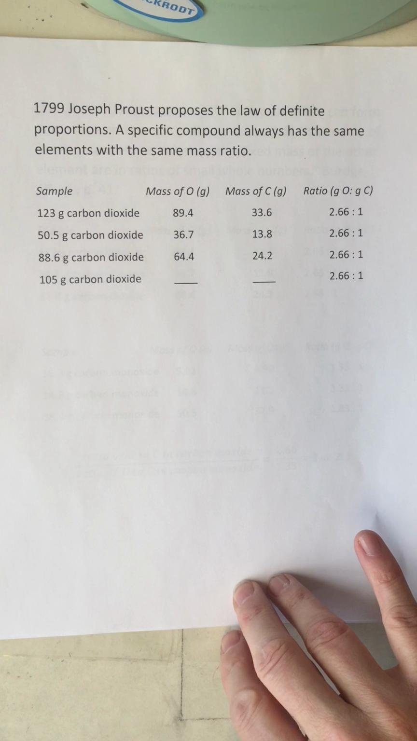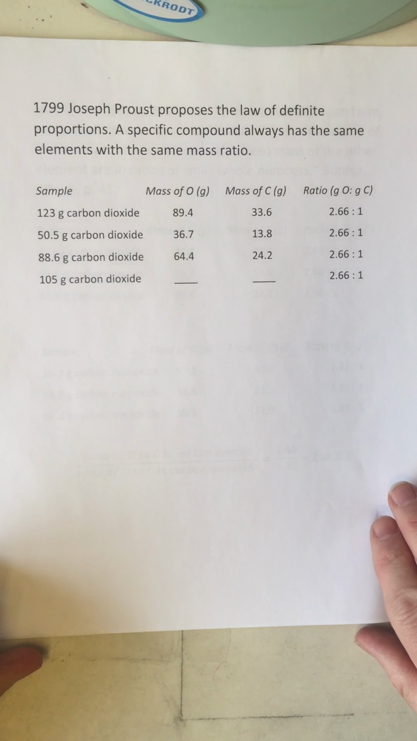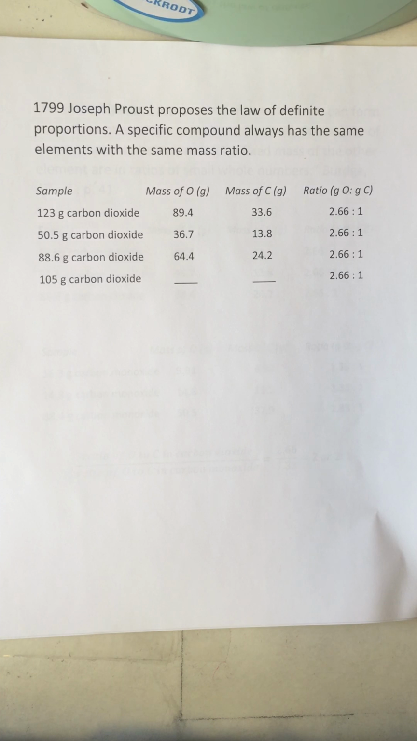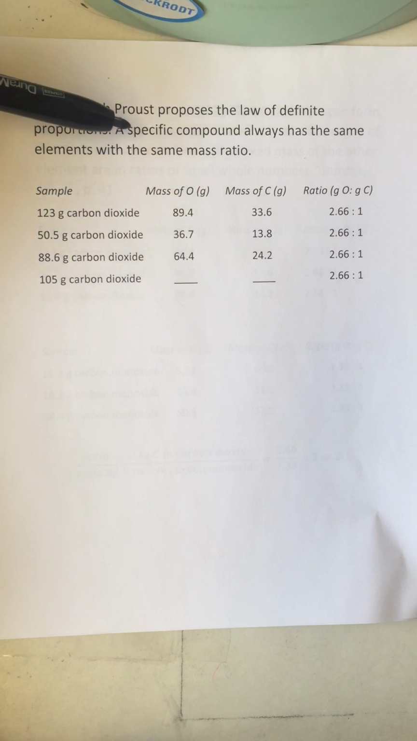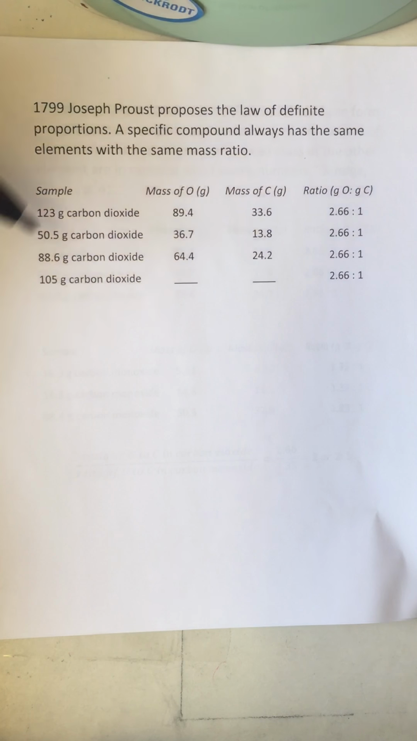Now, some details about the history of determining that matter is comprised of atoms. In 1799, Joseph Proust proposed what's now called the law of definite proportions. A specific compound, for example, carbon dioxide, always has the same elements, always has carbon, always has oxygen, with the same mass ratio. Mass is something we can measure. So here are several experiments that we could take in order to measure this.